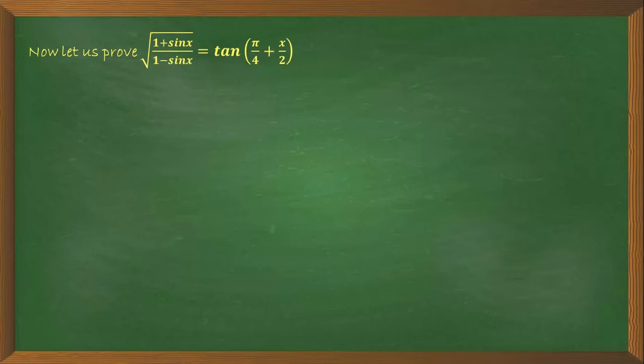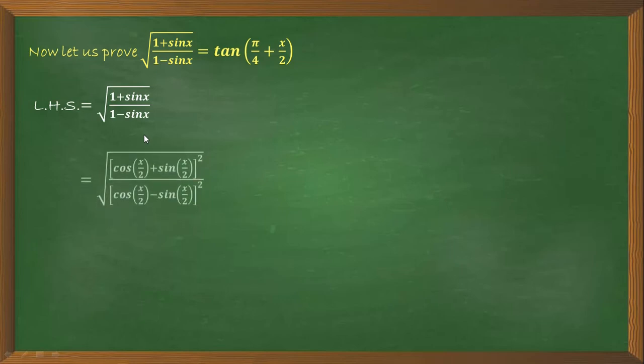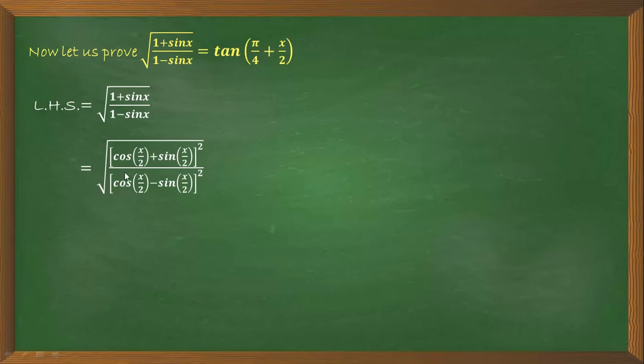See next. If you have the root of (1 plus sin x) upon (1 minus sin x), this trigonometric relation is equal to tan of (pi by 4 plus x by 2). First of all, we will prove this using that formula. So take the LHS and try to prove the RHS. The LHS is given as root of (1 plus sin x) upon (1 minus sin x). Now use the formula here. So it becomes under root (cos x by 2 plus sin x by 2) whole square upon (cos x by 2 minus sin x by 2) whole square, as per that formula.